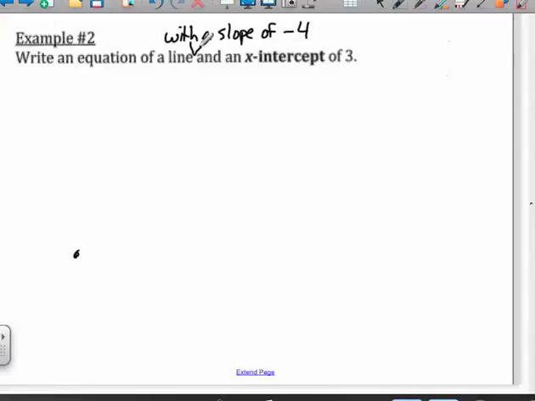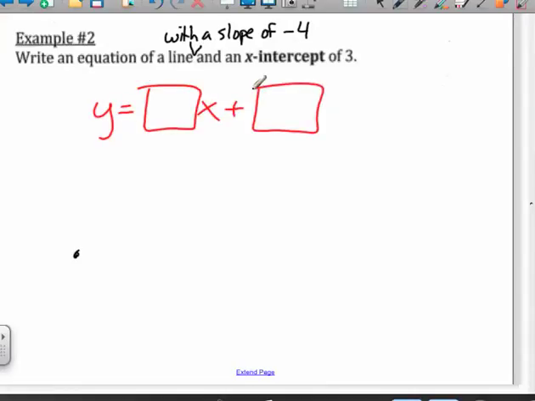Now, again, it says write an equation of a line. So that's going to be y is equal to box x plus box. And this first box is the slope, and this is the y-intercept, not the x-intercept. So don't make the mistake Ben made. Oh, he didn't do that. Okay.